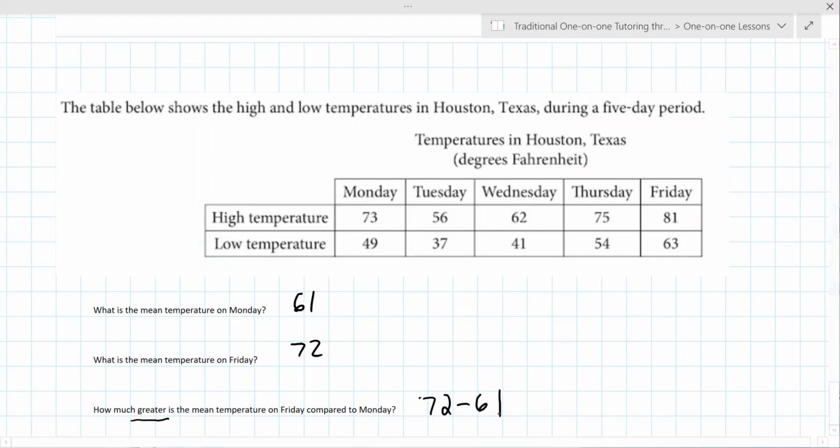Why are you subtracting? Why is that the right answer here? When a question asks you how much greater, it's asking you to take the larger and subtract the smaller. Okay, I got an answer. It's 11. Very good.